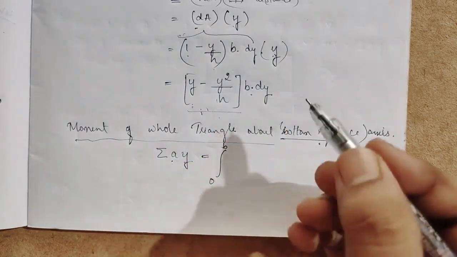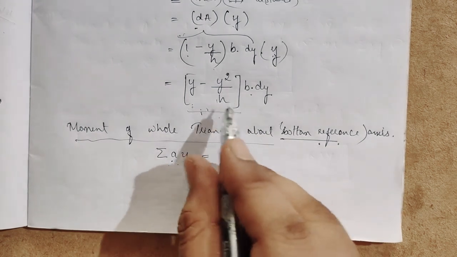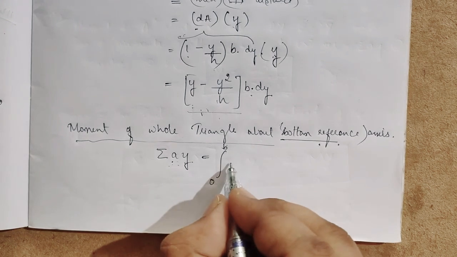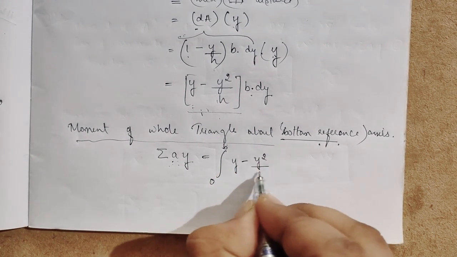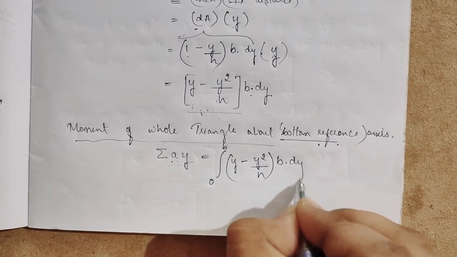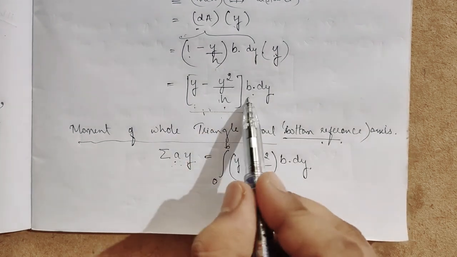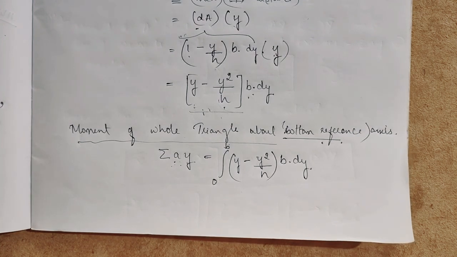For the full triangle, summation of a y, we have to integrate this from 0 to b of the same expression, that is y minus y square divided by h, b into dy. Okay, we have to integrate 0 to b to get the moment of the whole triangle.